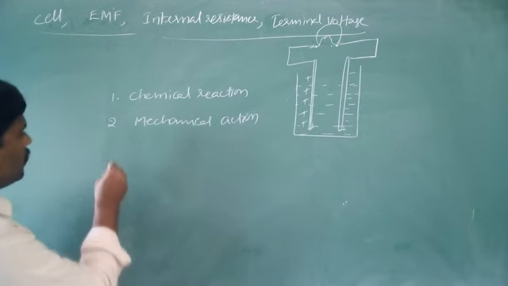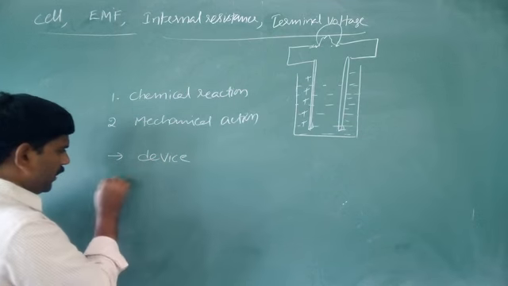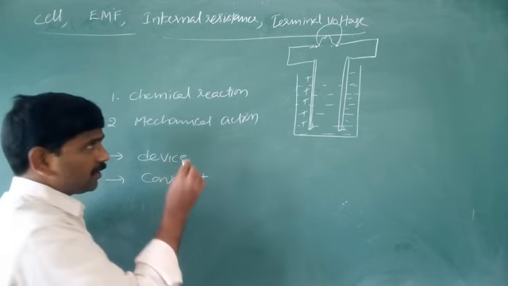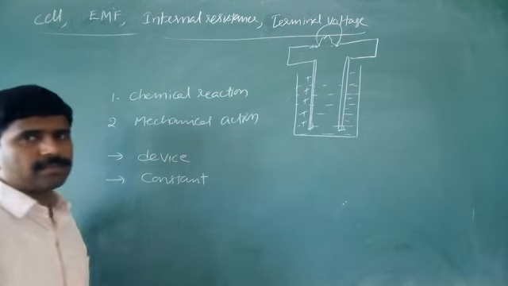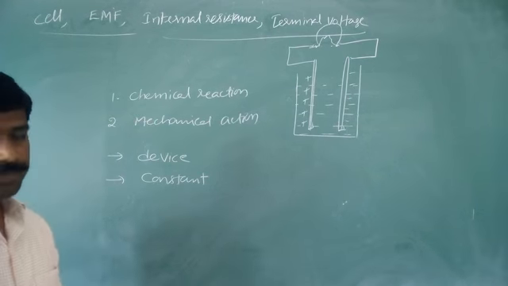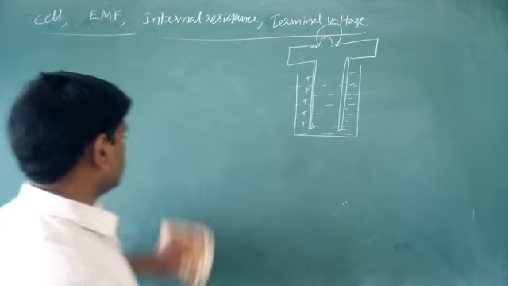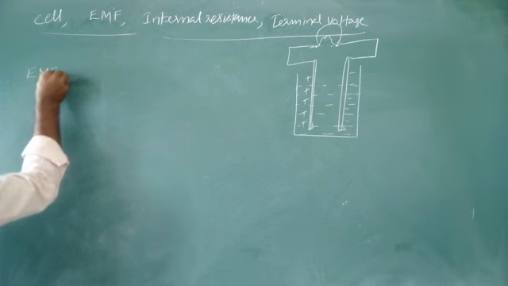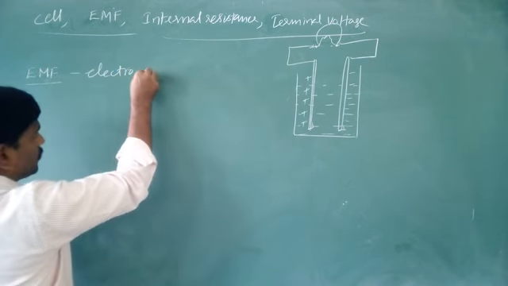So first of all, what is a cell? A cell is a device that maintains the constant potential difference between the ends of the conductor, or if you take the electrodes, between the ends of the electrodes. So that is the cell. Next one, what is the EMF? What is the EMF? Electromotive force.